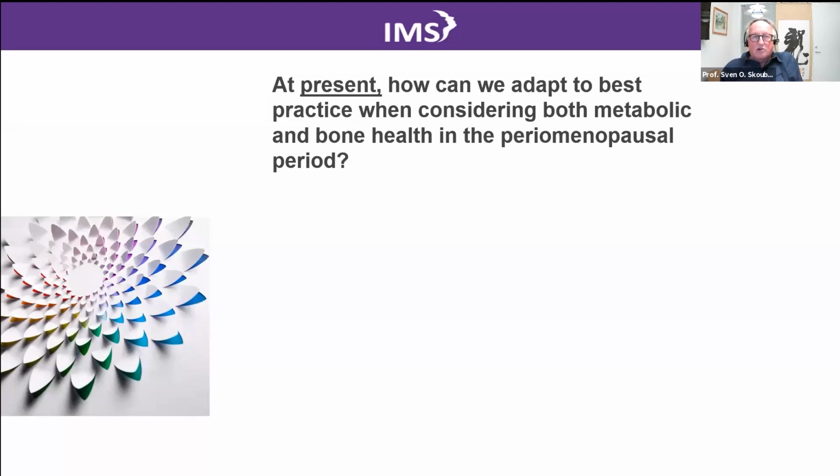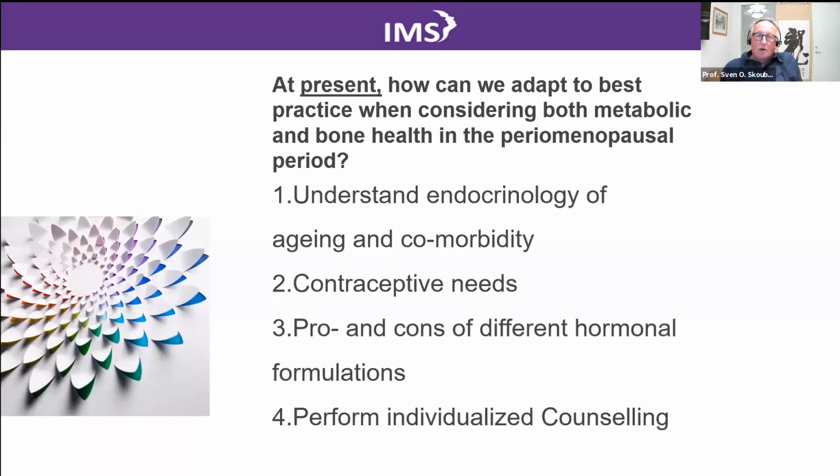But coming back to our actual situation, at present, how can we adapt to best practice when considering both metabolic and bone health in the perimenopausal period? Well, I think a basic is to understand the endocrinology of aging and also comorbidities that may exist or challenge the woman during that period. We also, of course, need to understand in detail the contraceptive needs of the individual woman or couple. And today I will focus much upon the pros and cons of using different hormonal formulations. By considering these facts, we will be able to perform individualized counseling according to my best understanding of the clinical situation.